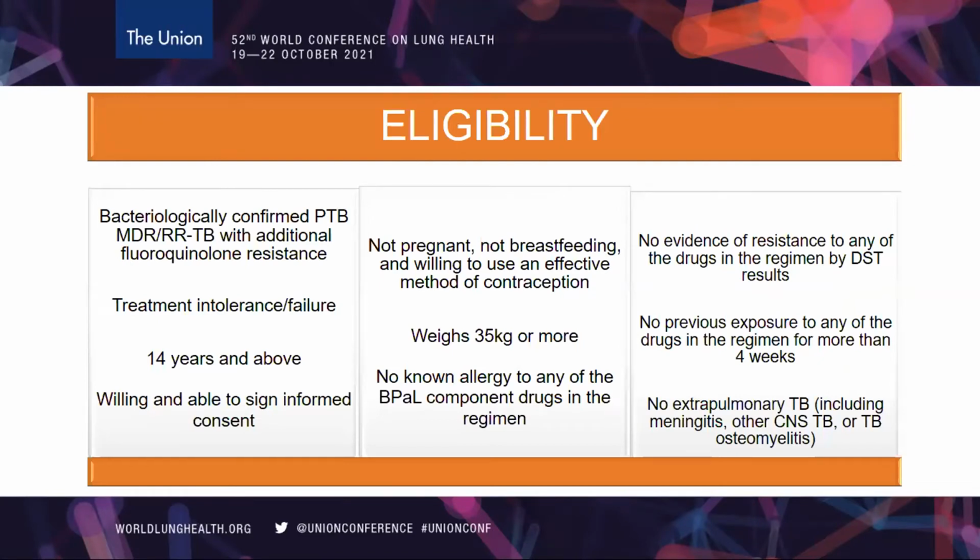So the eligibility criteria. Eligible patients should have laboratory-confirmed resistance to rifampicin and also fluoroquinolones. Patients should also have documented treatment intolerance or treatment failure. The patient is also supposed to be willing to sign an informed consent form. They should not be pregnant or breastfeeding at the period of enrollment into the BPaL regimen. Also, it's necessary to consider the age, the weight of the patient, and also the site of the disease, for example when it is extrapulmonary TB, which is severe extrapulmonary TB.